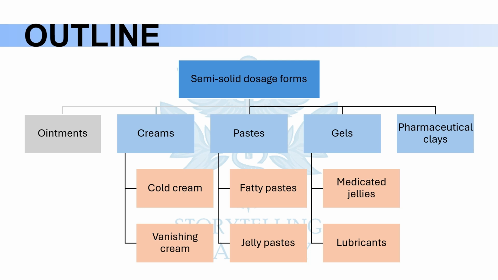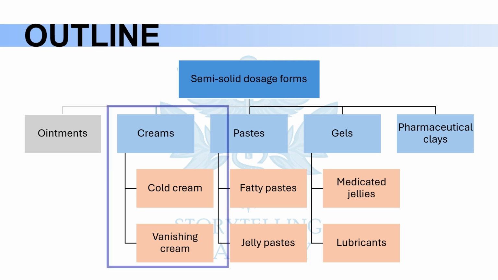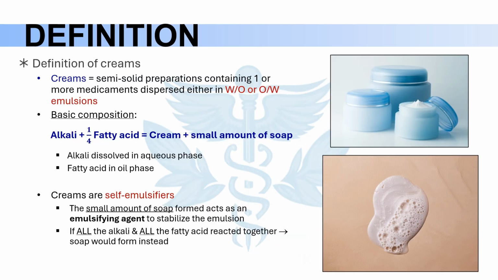We finished talking about ointments in the previous videos, and in this video, we're going to talk about creams. So, what are creams? Creams are semi-solid preparations containing one or more active constituents dispersed either in a water in oil or oil in water emulsion. And that is why we often call creams semi-solid emulsions.